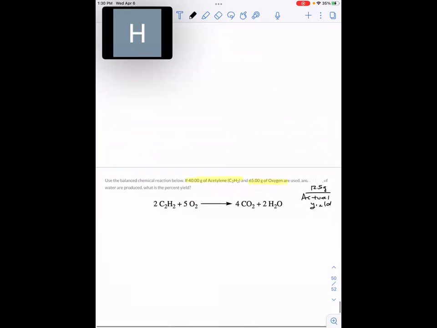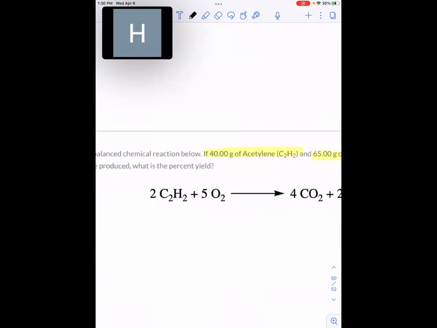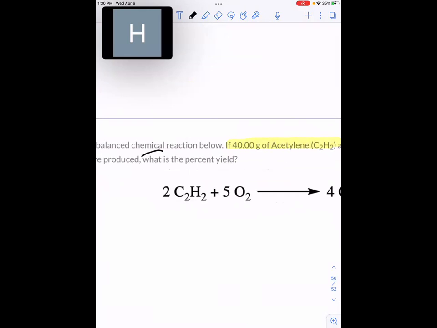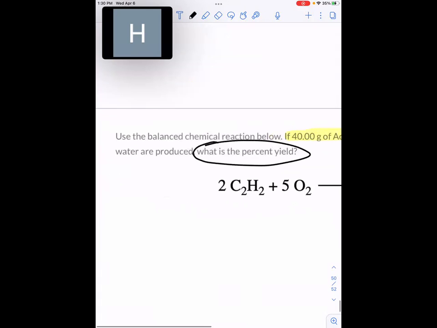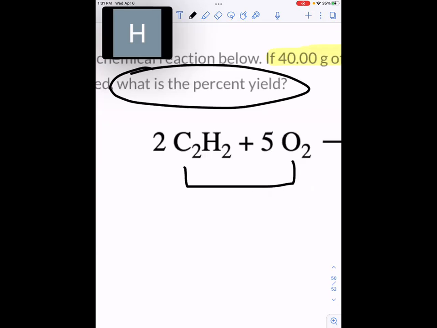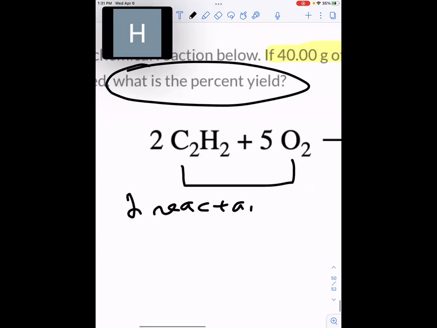So what we're going to do is calculate the theoretical yield, right? And it's asking what is the percent yield. So we don't know the percent yield until we calculate the theoretical yield. Right now, in this case, we're going to have to determine which, because there's two reactants, we've got to figure out which one is limiting.